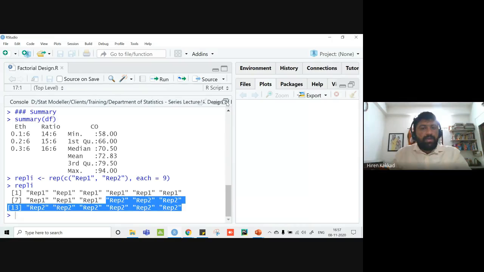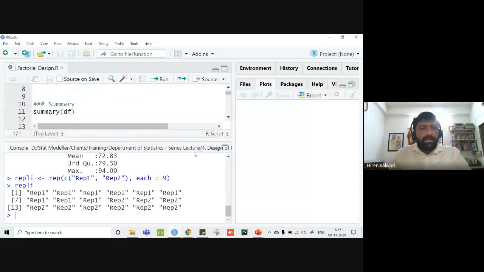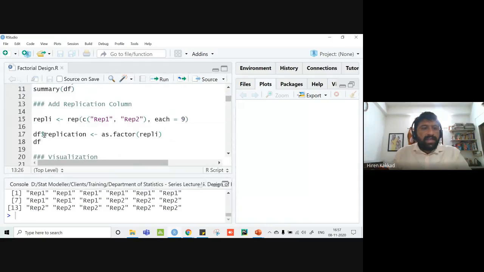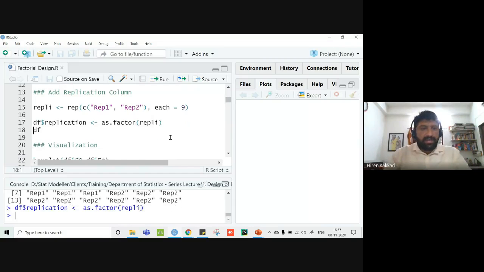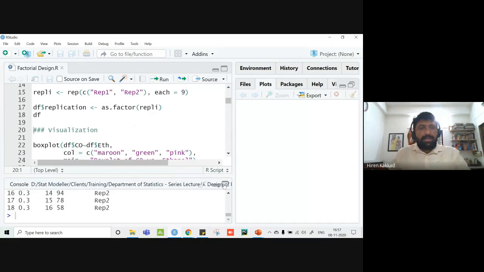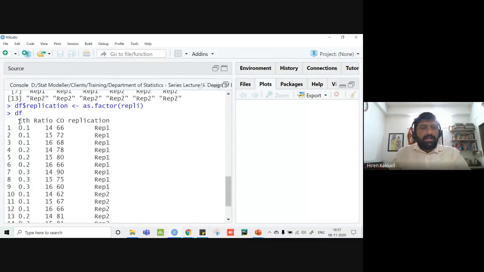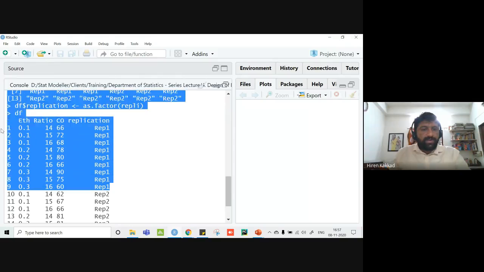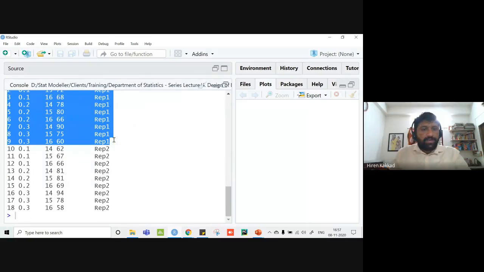And to append this, what I can do is create this new column called replication in the existing data frame, and it is supposed to go as a factor, right? So let me run that. Now in my data frame, I can see ethanol, ratio, and CO, and then replication. So this is replication 1 up to this point, and after that it is replication 2.